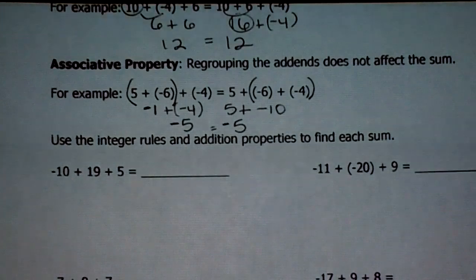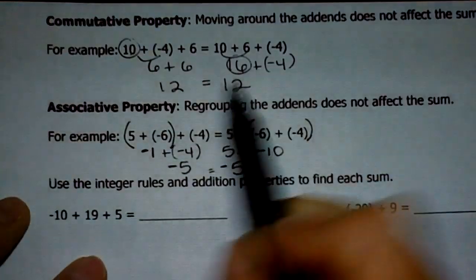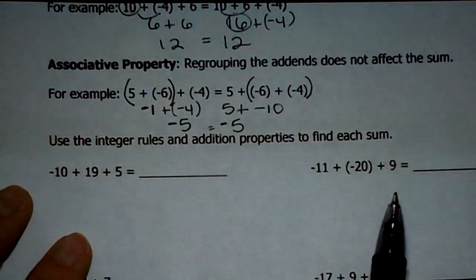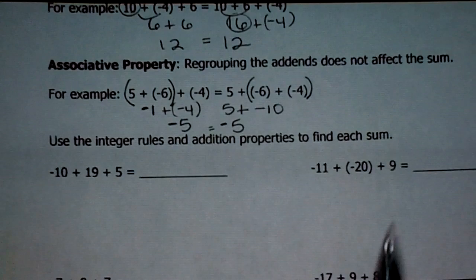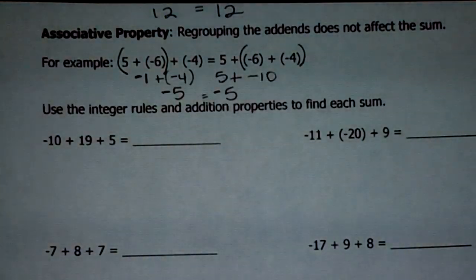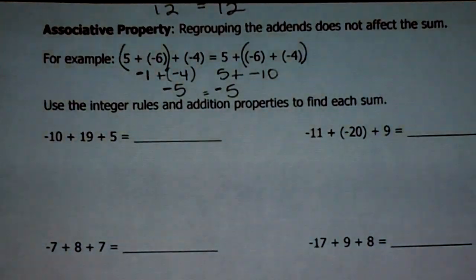So that's what I'm saying. The order that you add numbers doesn't matter. If you want to move them around, it's called the commutative property. If you want to leave them where they're at, but group them differently, that's the associative property. All right, so again, you can pause me and try these on your own, or if you're not comfortable yet, keep watching. Welcome back if you pressed pause.